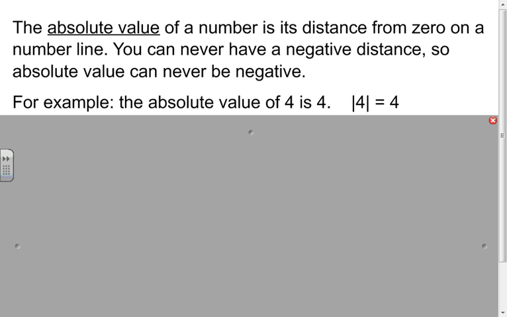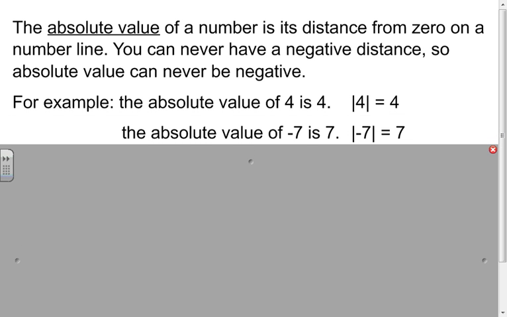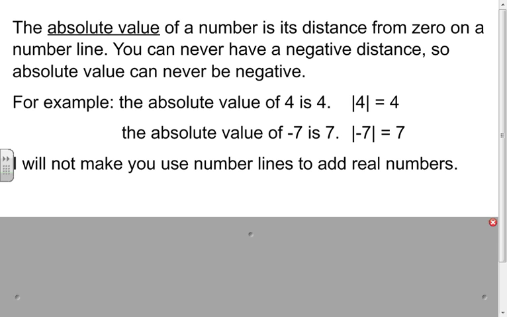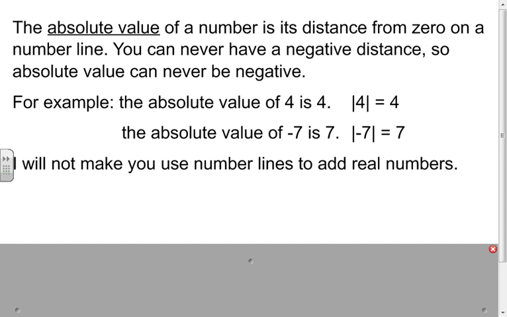For example, the absolute value of 4 is 4. These two straight bars on the number 4 mean absolute value. So 4 is 4 places away from 0 on a number line. The absolute value of negative 7 is 7, because negative 7 is 7 places away from 0 on the number line. Now, I'm not going to make you use number lines to add real numbers like the book does, but let me just show you what I'm talking about here with this absolute value.